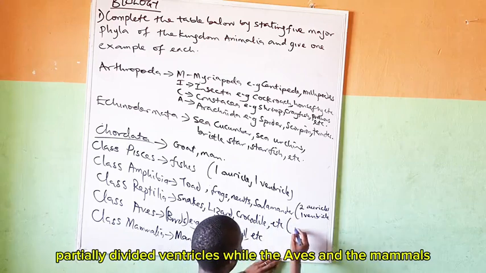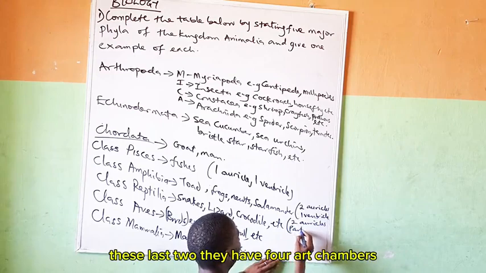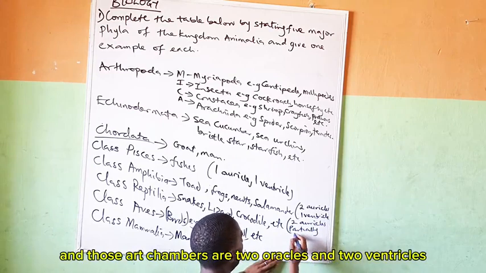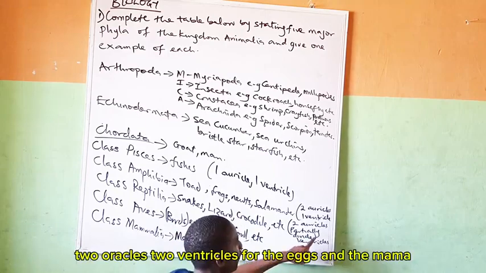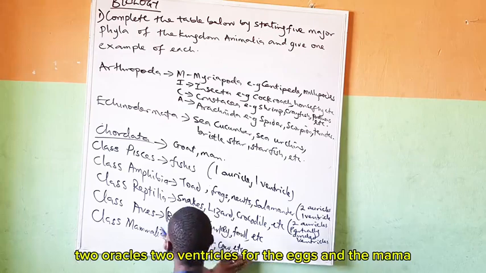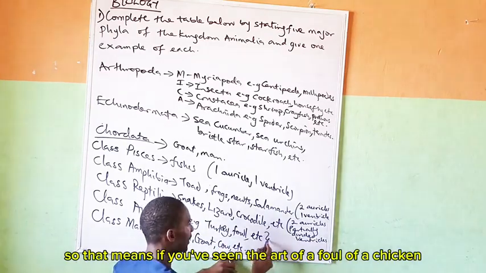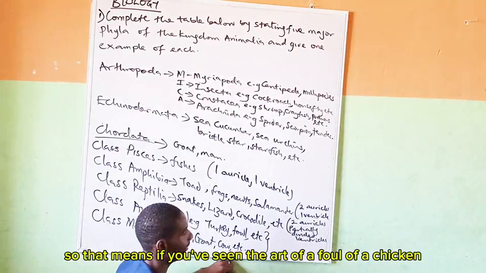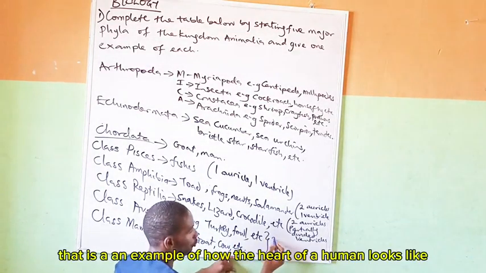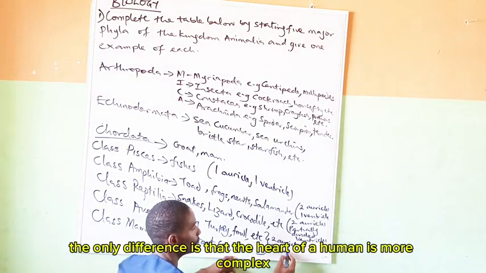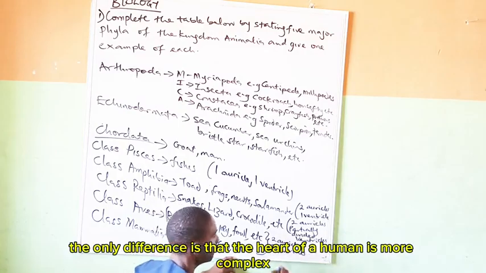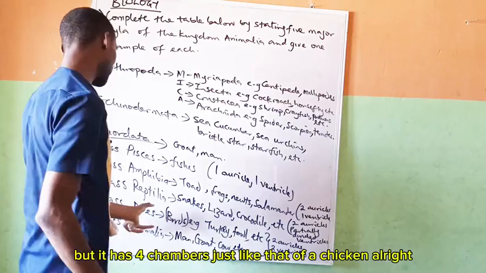The Reptilia, they have two auricles and partially divided ventricles. Those are the reptiles. While the Aves and the mammals, these last two, they have four heart chambers. And those heart chambers are two auricles and two ventricles, for the Aves and the mammals.